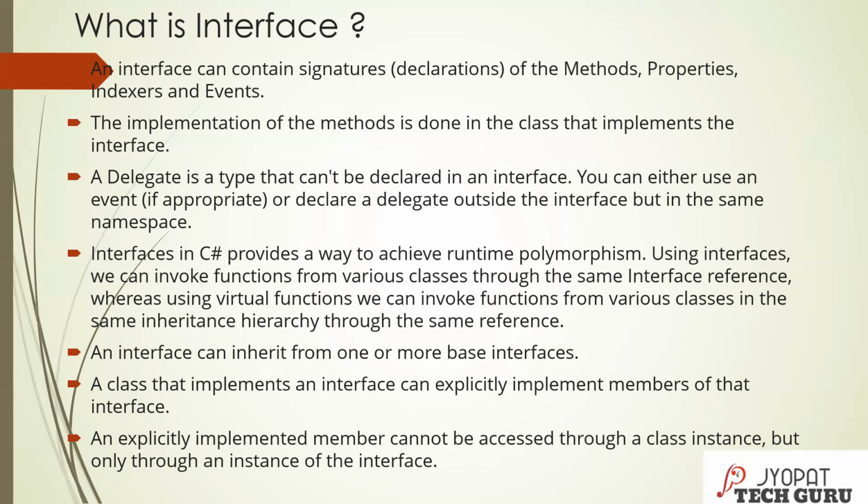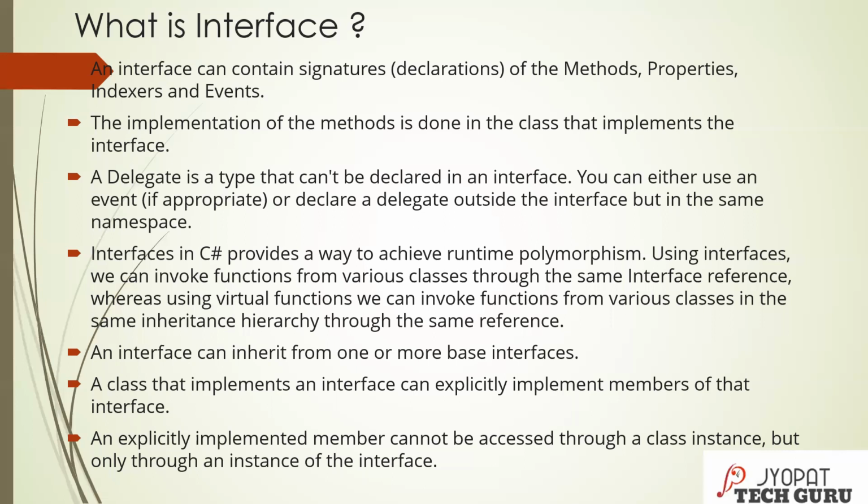The implementation of the methods is done in the class that implements the interface. Of course, I cannot create the object of the interface. That's why I have to implement it, rather than using the word inheritance. Inheritance is extensively used for classes, but for interfaces, we use the word implementation. Whatever function signatures you have written inside the interface need to be implemented in the class.